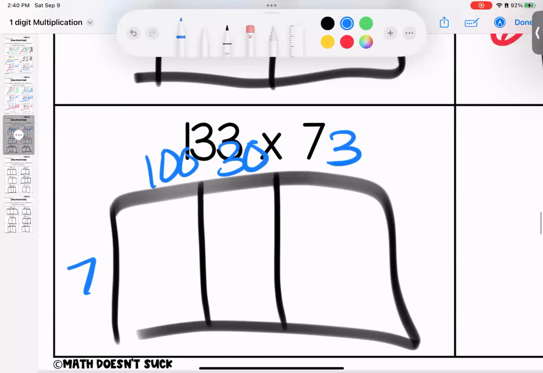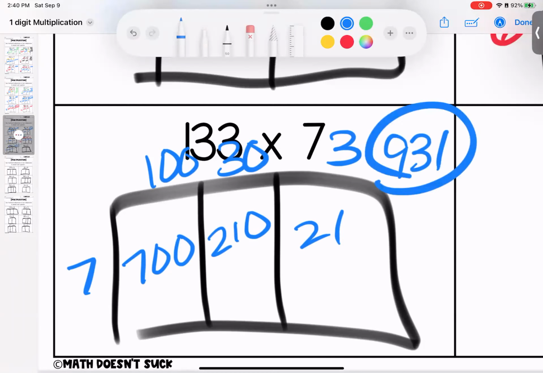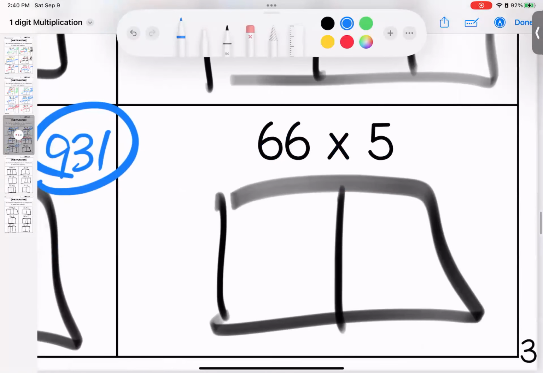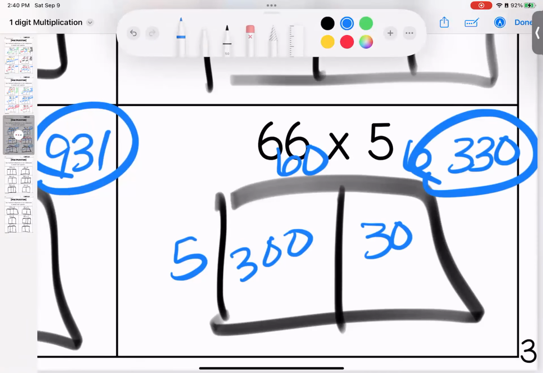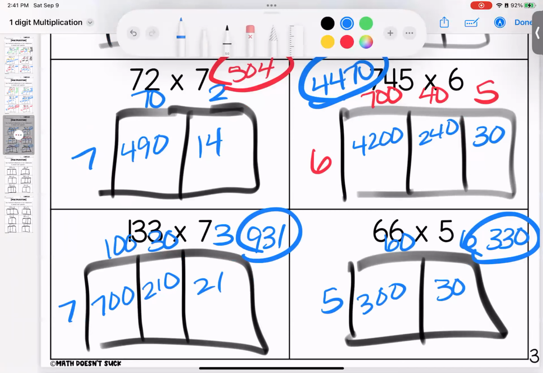133 and 7. 7 times 1 is 7, 2 zeros. 7 times 3 is 21, 1 zero. 7 times 3 is 21. 700 plus 210 plus 21 is 931. Last one for here, 66 times 5. 6 times 5 is 30 with a 0. 6 times 5 is 30 for 330. That's the end of page 3. Questions? Bring them with you.